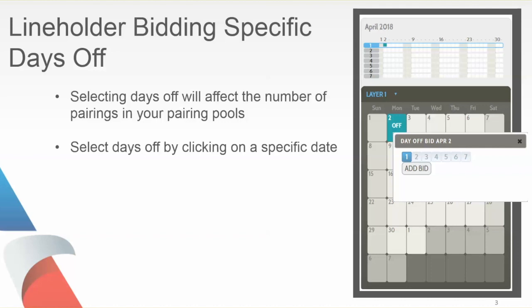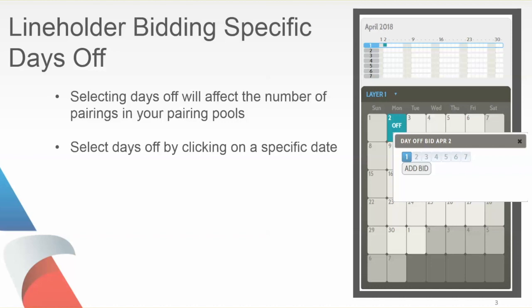The same is true if you don't want to work the same day of the week all month long. Let's say you want to bid to have all Saturdays and Sundays off. To create that bid, you can click on the day of the week header, Saturday and Sunday. Click on the layer or layers you want to bid these days off, and then add bid.